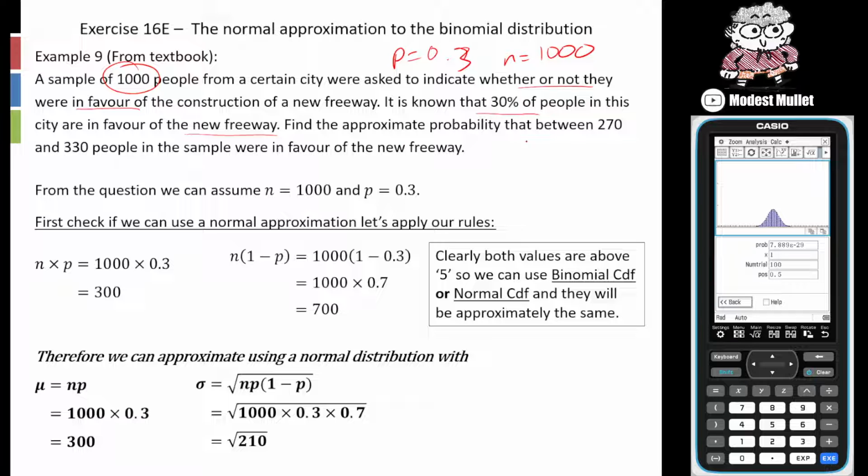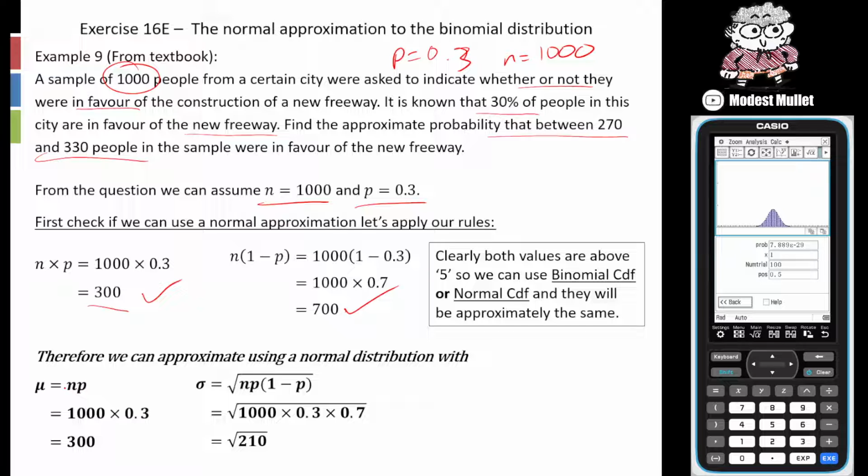Find the approximate probability that between 270 and 330 people in the sample are going to be in favour of the new freeway. As I said, n is 1,000, p is 0.3. Now let's check if in this situation we can use a continuous distribution to estimate it. n times p is 300, so tick, that's greater than 5, and n times 1 minus p is 700. So tick, that is also fine. So we can estimate this as a normal distribution instead of dealing binomially.